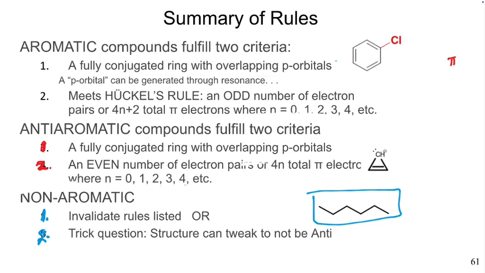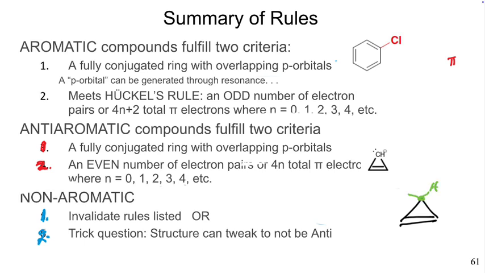Also invalidates it. If we looked at the initial, or one of the initial examples with that 3-membered ring, this structure, that green carbon was tetrahedral. Since it's missing those overlapping p orbitals, it also doesn't satisfy the rule set. Okay, so that molecule becomes non-aromatic.